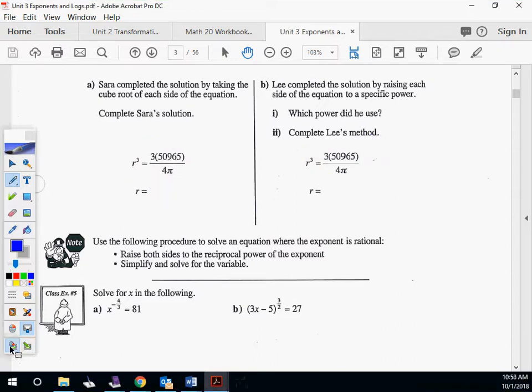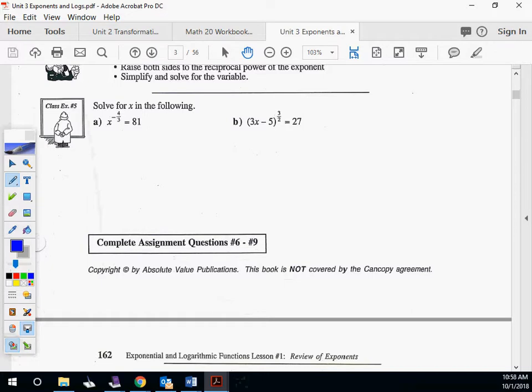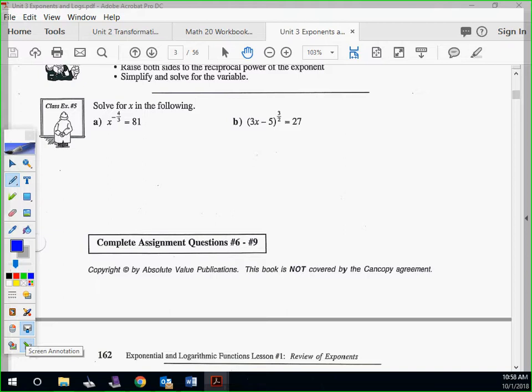Okay, let's look at the examples here, and then we'll move on. Solve for x in the following. Okay, so I have -4/3. You've got to ask yourself, how can I get the exponent to be 1? Because we're solving for x to the 1, right? So what times -4/3 gets me a positive 1? 3/4, but negative, so I'm going to do -3/4. I know it's hard to see there. Let's rewrite it: x to the -4/3 times -3/4.